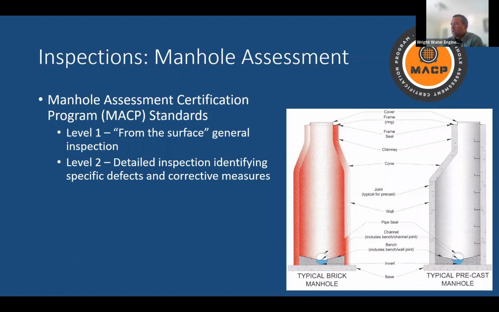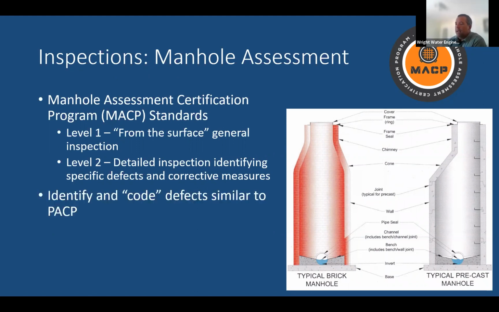In stormwater, we're usually less concerned with things like I&I. So usually a level 1 is plenty adequate for most stormwater infrastructure. And then again, similar to the PACP, these standards have certain codes that you can use to rate the manholes against each other.